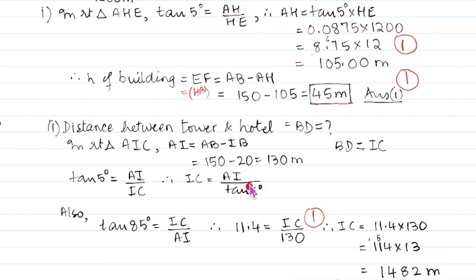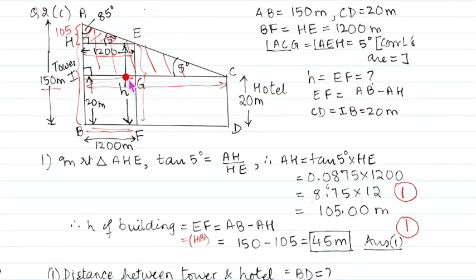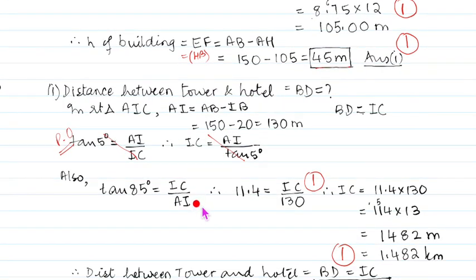Now I'm not going to sit and divide AI with 0.0875. I'm not a calculator, right? And they don't allow you calculators. So in this case, we are just going to say here, please omit. And then we go to the complement. What is the complement in this triangle? If this is 5 degrees, this is 85 degrees here. Now tan 85 degrees is going to be IC upon AI, and AI is equal to 130 meters.